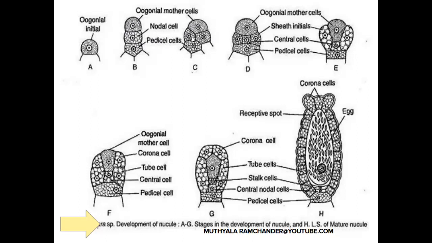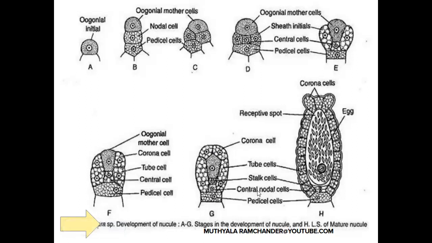From these 6 cells, one cell is present at the center region. It is present at the lower part of the oogonial mother cell. It acts as a central cell. The central cell is surrounded by the 5 sheath cells. The 5 sheath cells elongate to form large tube-like structures. The terminal parts of these tube-like cells are called corona cells. The corona cells act as a cap-like structure present at the nucule. And the tube cells are spirally arranged around the oogonium, and the corona cells are present at the terminal part of the nucule.